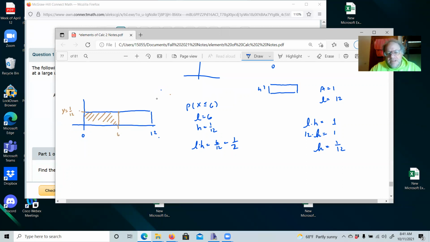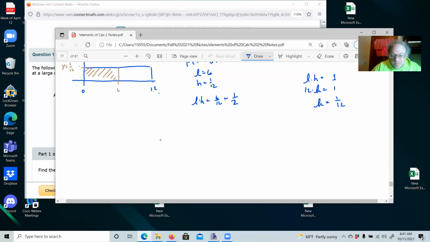All we're doing here is calculating the areas of rectangles. The whole rectangle has to have an area of 1, but part of that rectangle is going to have an area less than 1. So if I wanted to figure out the probability that x is between 2 and 6.